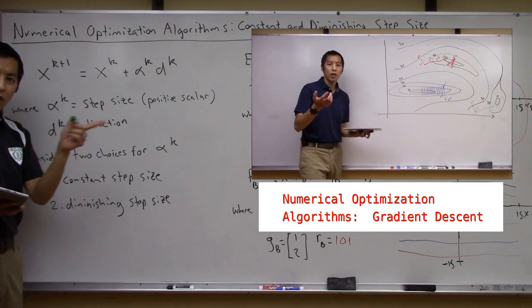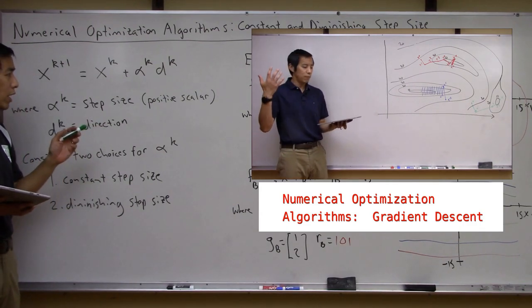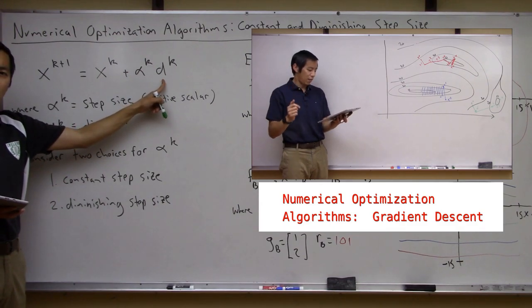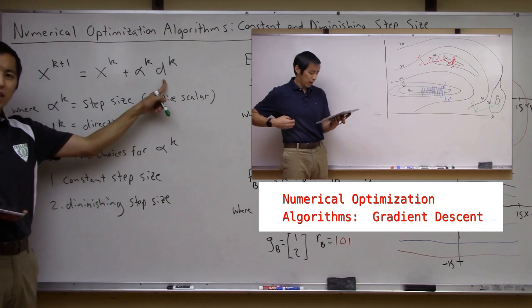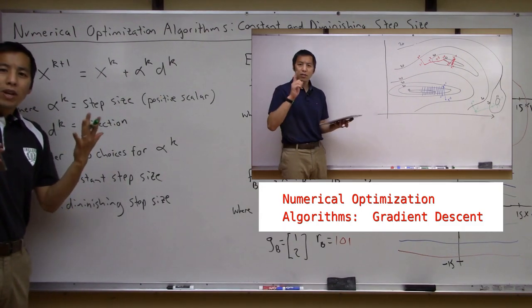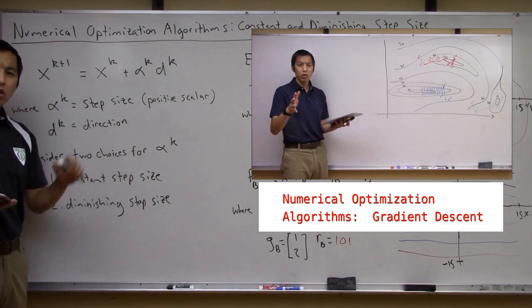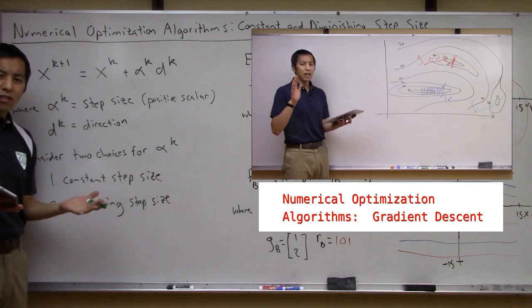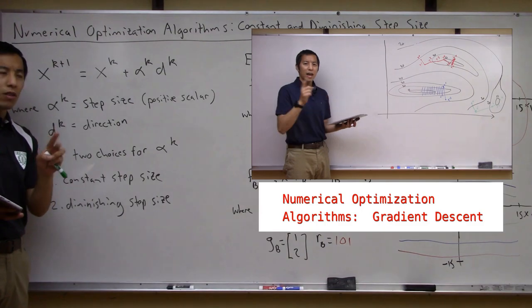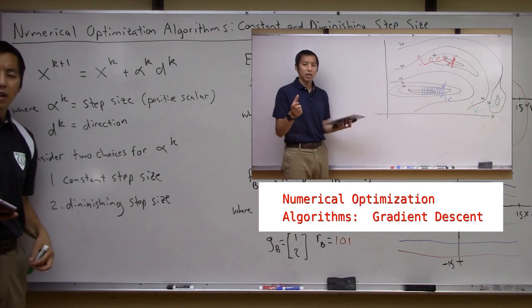So in our previous video, the one that's playing over there, we talked about how to choose the direction, and we said one choice for this was the very classical gradient descent method to choose this direction dk. We didn't actually discuss how you're going to choose the step size, and that's the topic of the discussion today. I want to look at two very simple methods of how to choose this step size alpha k.